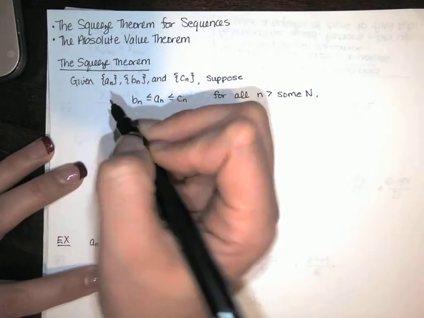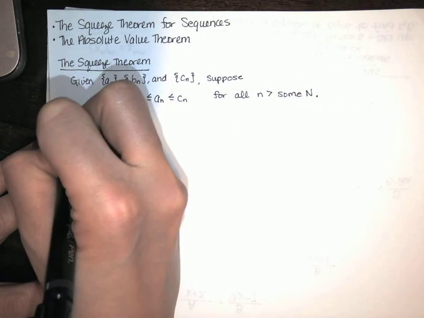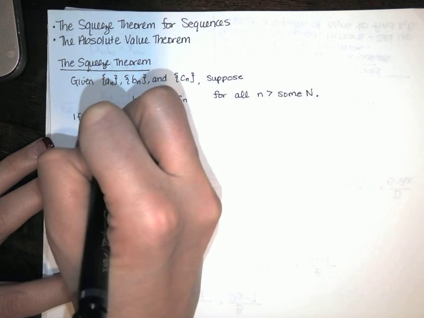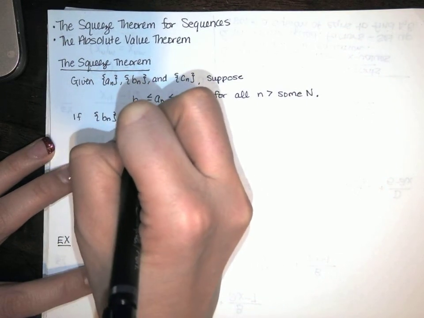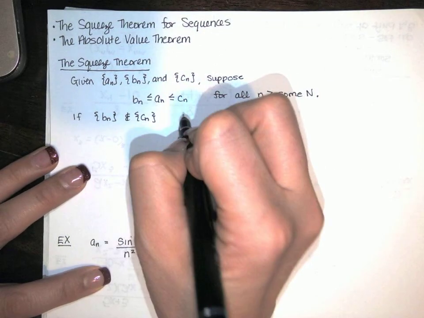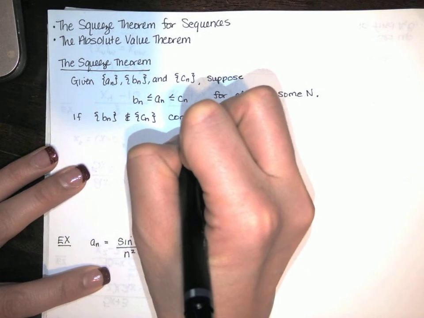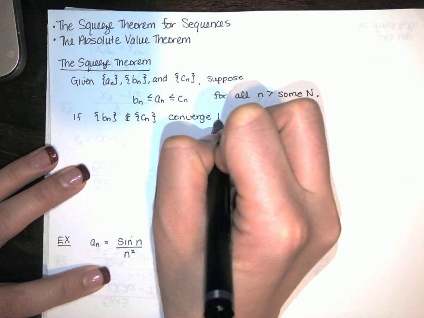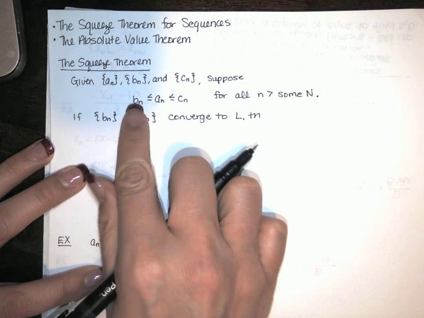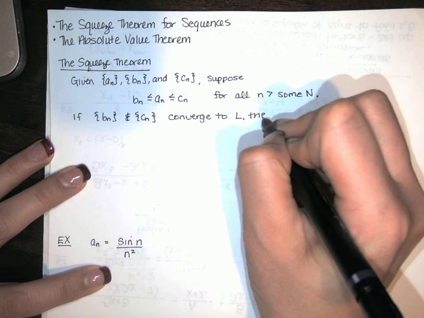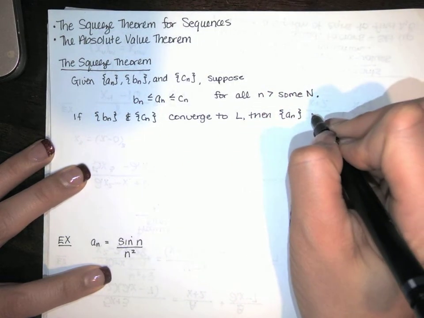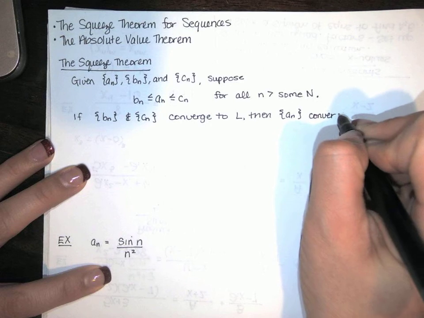Well then, if B sub n and C sub n are both convergent and they converge to the same number, then since A sub n is squeezed in between them, that sequence A sub n converges to that number as well.